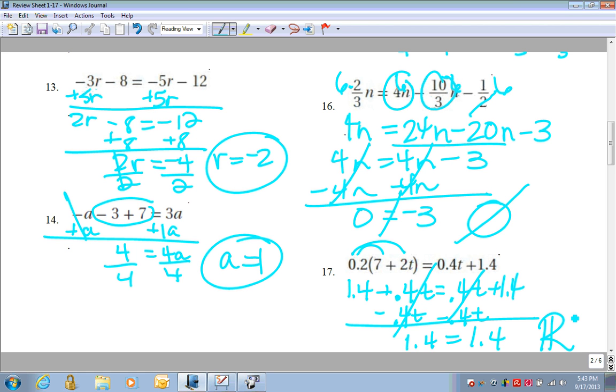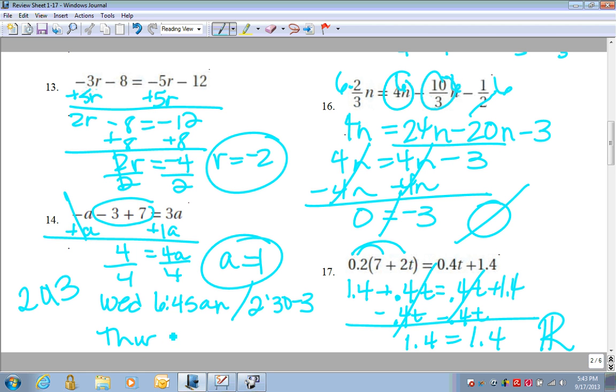Okay, you have a test in 2 days and tutoring tomorrow morning, which is Wednesday, if we're talking about the year 2013. My tutoring on Wednesday is at 6:45 a.m. I've also added an extra week of tutoring on Wednesday afternoon at 2:30, but I have to leave at 3 o'clock. On Thursday morning, I will be here at 6:45.